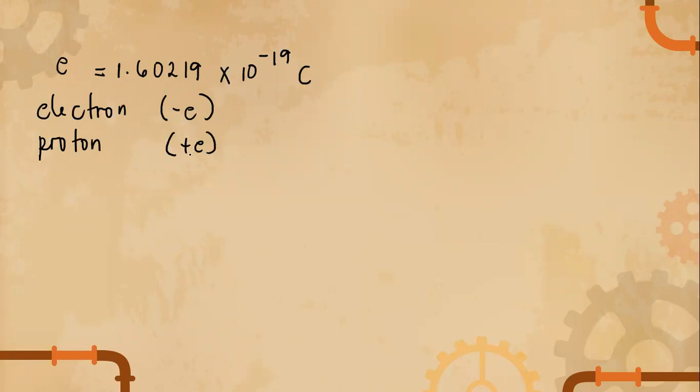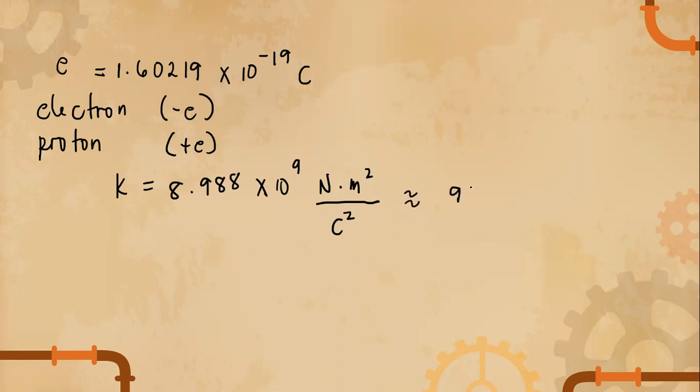In the SI unit, the Coulomb constant K has the value of 8.988 times 10 to the 9 Newton meter square per Coulomb square, or approximately equal to 9 times 10 to the 9 Newton meter square per Coulomb square.